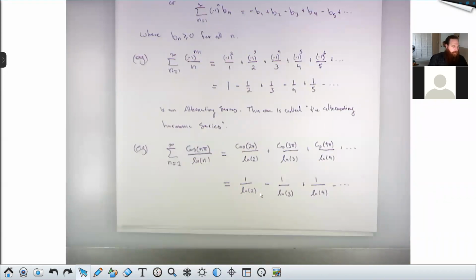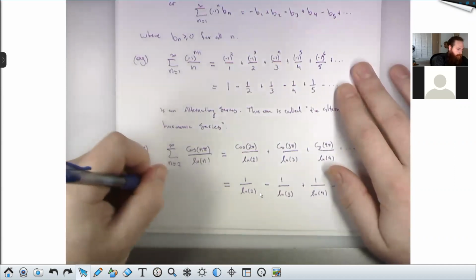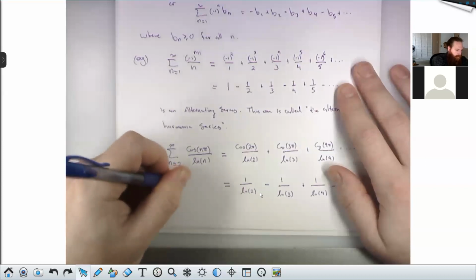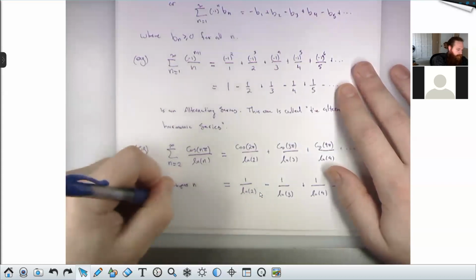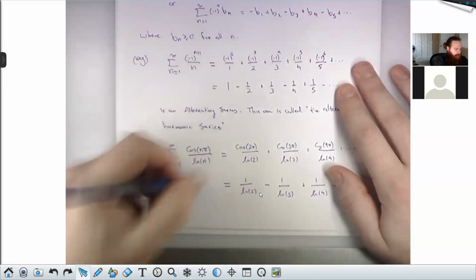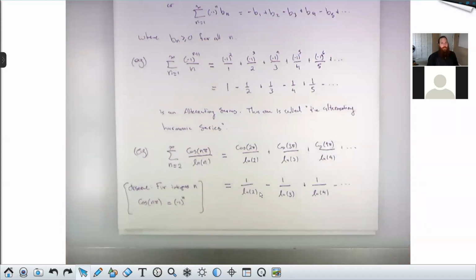So cos n pi, a neat observation. For integers n, the cosine of n pi is actually the same as negative 1 to the n. Any questions about what an alternating series is, or how to recognize them?